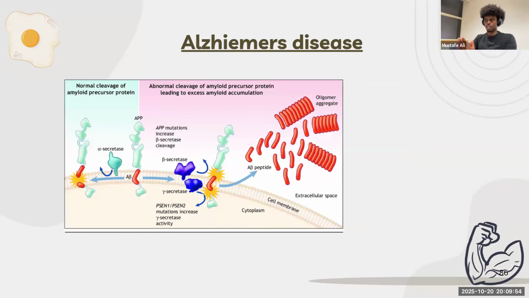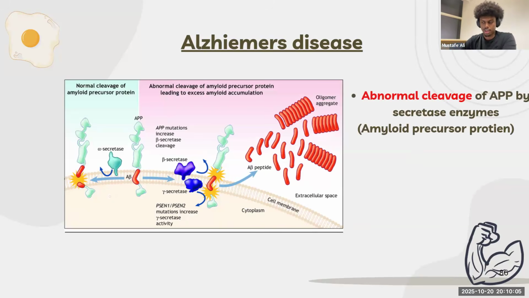But what happens in Alzheimer's disease, that I need you guys to remember, is that there is this enzyme called secretase. In Alzheimer's disease, this secretase is abnormal. What this secretase enzyme is supposed to do in a normal person is break down this protein called the amyloid precursor protein, or the APP. So the secretase is supposed to break it down.